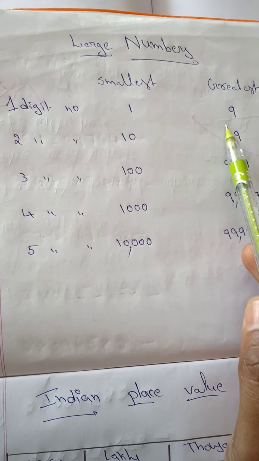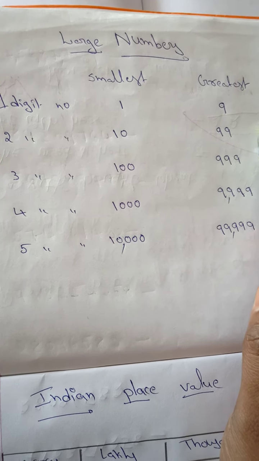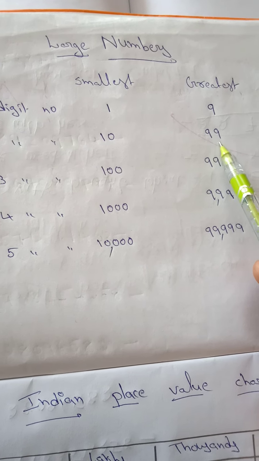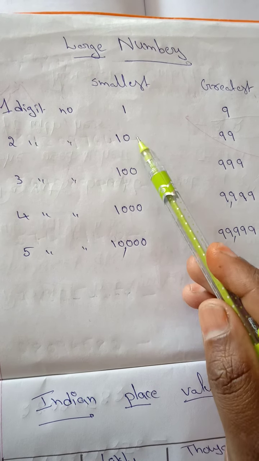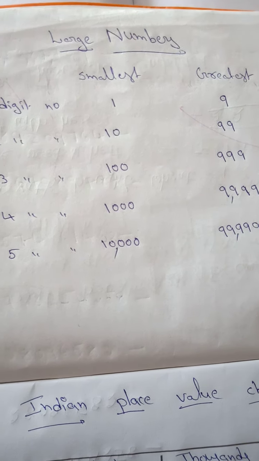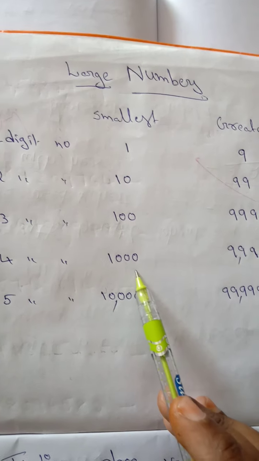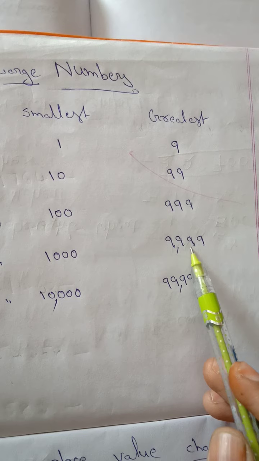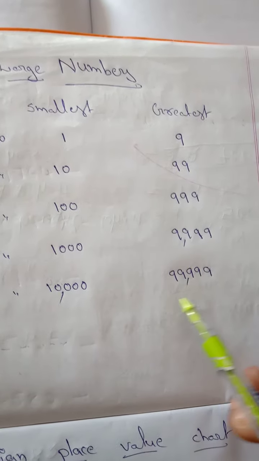Then moving to the 2-digit number. After 9 comes 10, which means 9 plus 1. So the 2-digit smallest number is 10 and the 2-digit greatest number is 99. The 3-digit smallest number is 100 and the 3-digit greatest number is 999. The 4-digit smallest number is 1000 and the greatest number is 9999. Like that, the 5-digit smallest number and 5-digit greatest number.